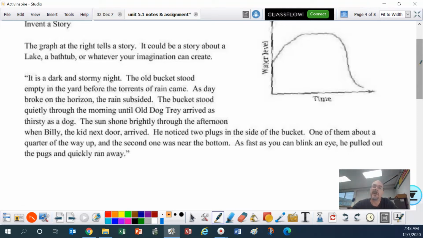So obviously, as it rained, the bucket got more water in it and got fuller. Then it leveled off when the rain stopped, and then the dog drank some, but then Billy came by and unplugged it, and it drained really quick. All right, ladies and gentlemen, that's what we're looking at. We're interpreting graphs and figuring out what's a reasonable domain and range value for that scenario.